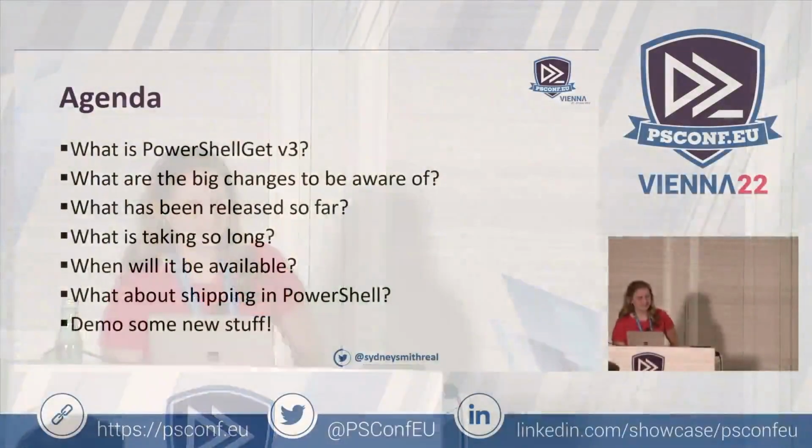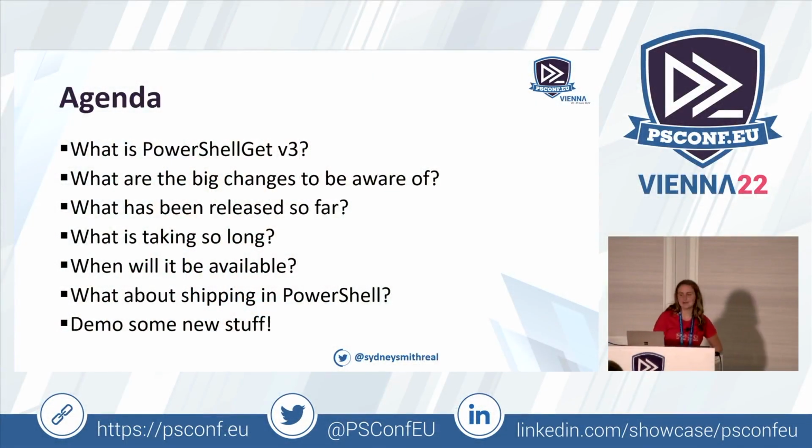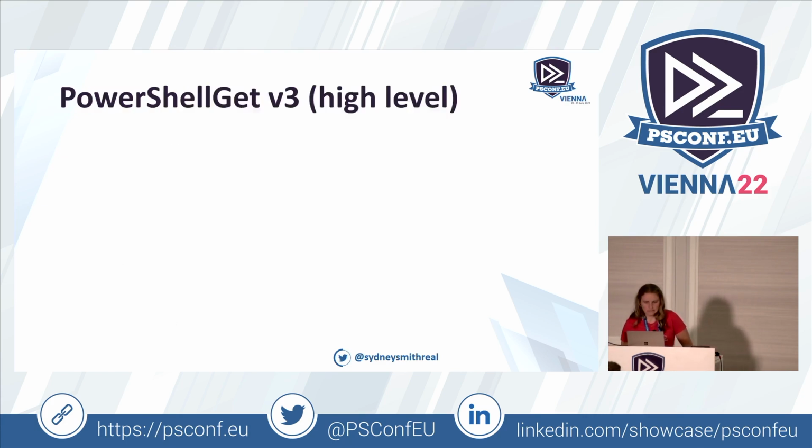One of the biggest questions I get asked around PowerShellGet v3 is what is taking so long. So I wanted to address that head on and also, of course, take questions more about how the project is progressing. I get the question a lot of when it'll be available, so I want to discuss that a little bit further and talk more in depth about where exactly we are in our release timeline. What about shipping in PowerShell? What's going to happen to PowerShellGet v2? These are some other common questions I get.